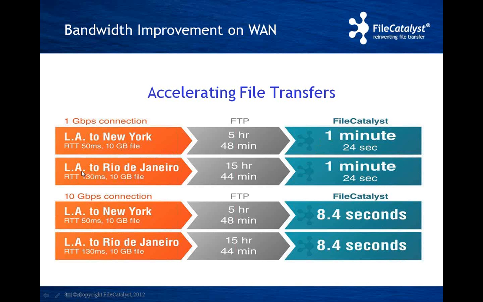Here's an example that is a little further apart: LA to Rio. You have a file transfer of the same 10 gig file that takes FTP almost 16 hours, and we're still 1:24. So as you can see, it doesn't matter what scenario you throw at it, it's always going to be 1:24, 1:24, 1:24. Theoretically, if the RTT, or latency, on the network was 0, FTP and FileCatalyst would probably be sending data at a very similar rate.